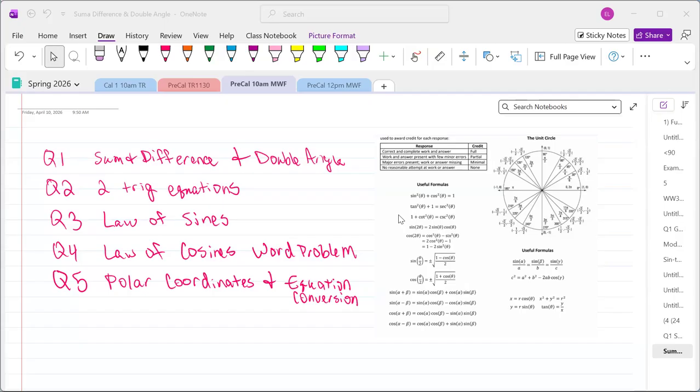Okay, so we have our structure of the exam. So first problem that's a good one to look at here is example problem 4 from the practice problems.